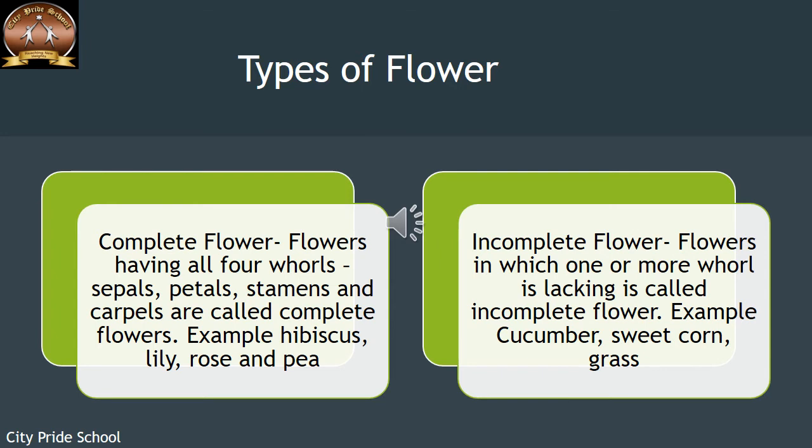Whereas there are some flowers which are incomplete, meaning they may not be having any one of the whorls. Then they are considered to be an incomplete flower. Examples: cucumber, sweet corn, grass, even papaya is an incomplete flower.